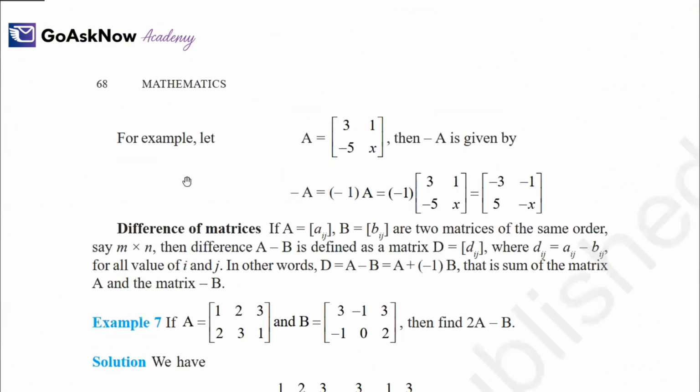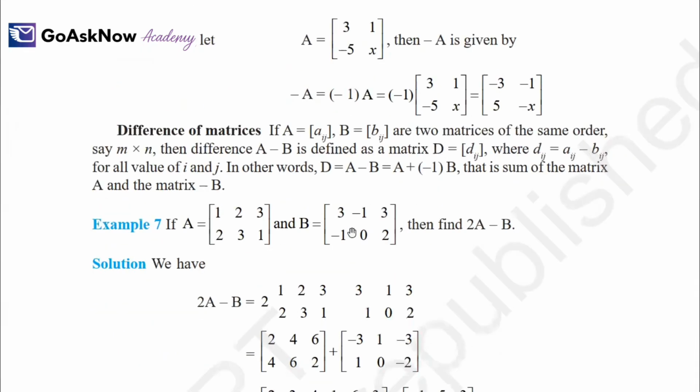So here also you have given an example: 3, minus 5, 1, x. Then minus A is given by taking the negative of each element of A. You will get minus 3, minus 1, 5, and minus x. Difference of a matrix. So the next topic is the difference of a matrix.